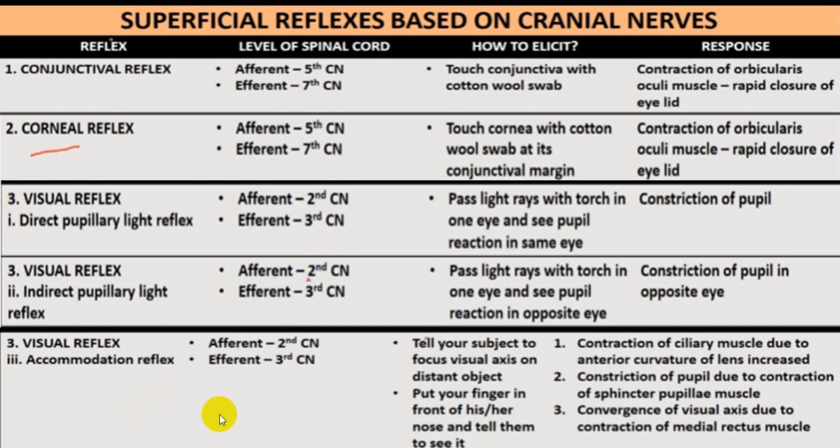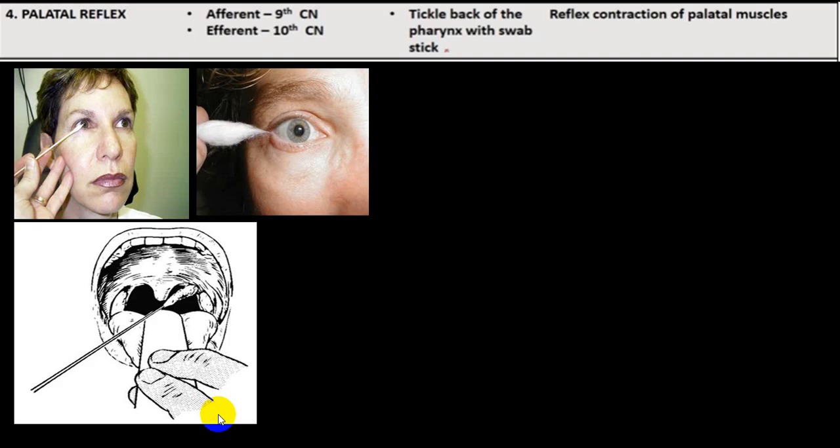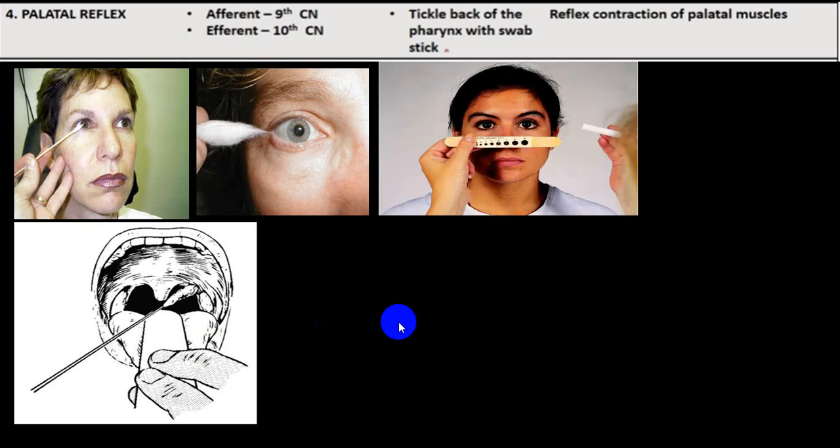with cranial nerves. These are the other reflexes we call palatal reflex, or pharyngeal reflex, combined together gag reflex. Here you are touching the cornea, so this is corneal reflex. Here you are touching the conjunctiva, this is conjunctival reflex, and this is the gag reflex. This is pupillary reflex.